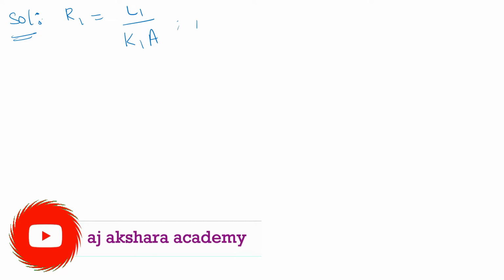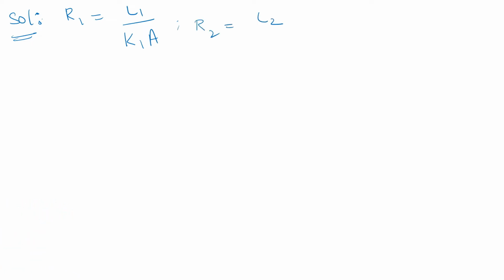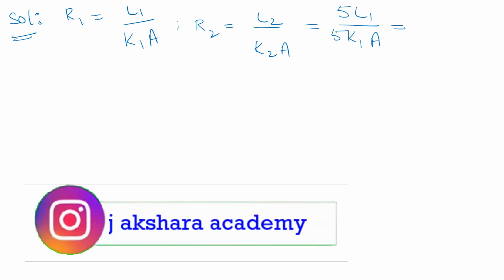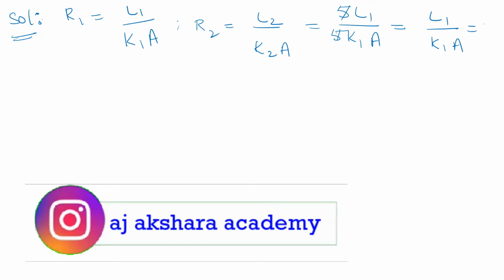In this, R1 is equal to L1 by K1A. R2 is equal to L2 by K2 into A. Substituting 5L1 by 5K1 into A, the 5 gets cancelled. So that is equal to L1 by K1A, that is equal to R1.